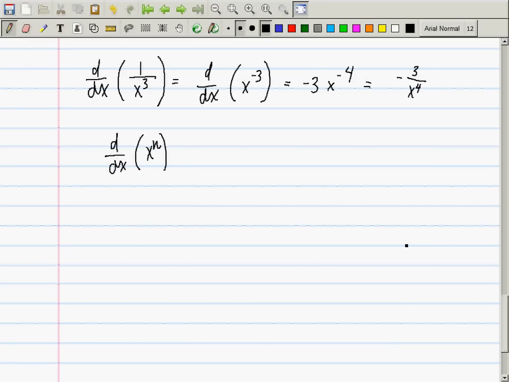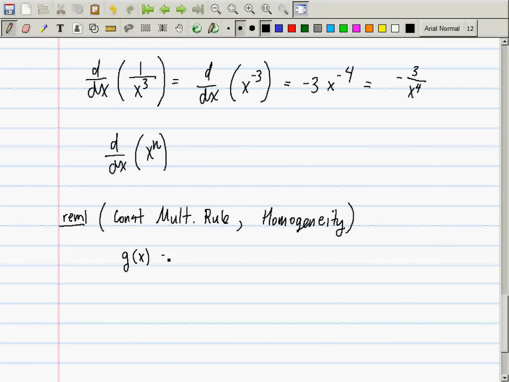Okay, so we continue. Okay, so then how about this? So this is called the constant multiple rule. Okay, but really, to a mathematician, this is called homogeneity. That is to say, what if you have a function g, which is a multiple of another function f?